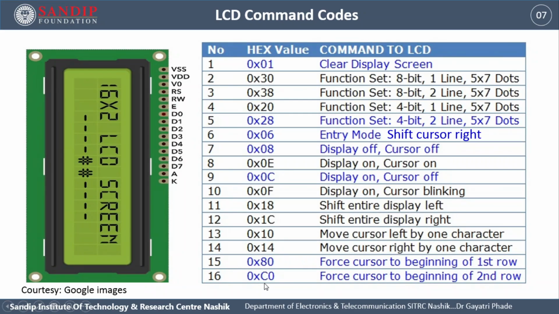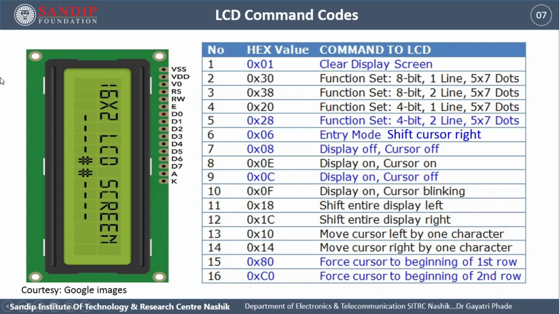80 and C0 are the positions of the cursor where we can display the character. 80 is the address of the first line, first column of this LCD, and C0 is the second line, first column. So these are the starting addresses of the lines. If we want to display the character on the first line, we will use 80 as the starting address. If we want to display it on the second line, we will use the address C0.